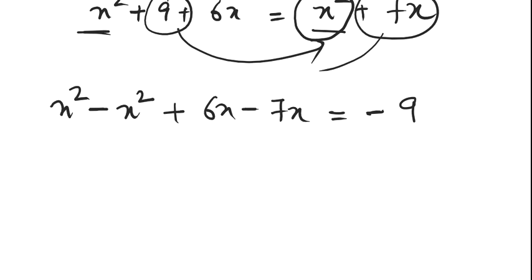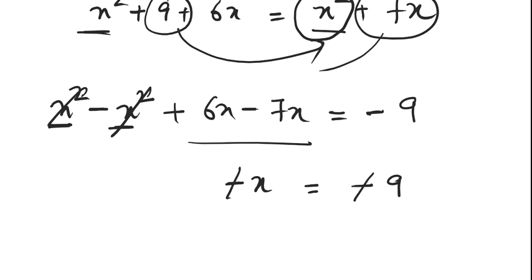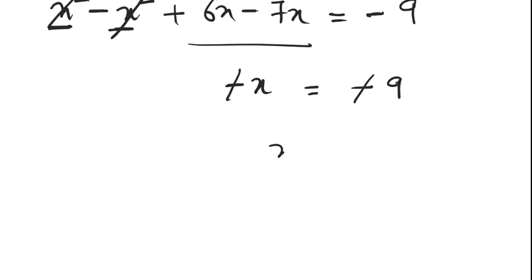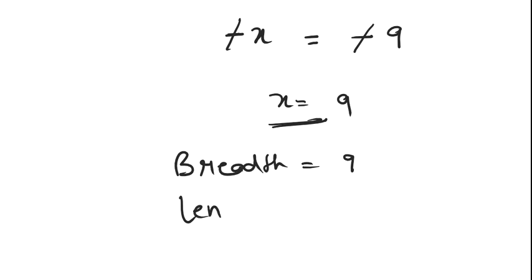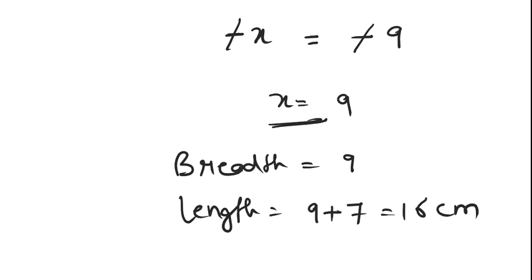Clear? Now see, positive x and negative 7x combine. What will be left here? Minus x is equal to minus 9. Minus minus cancel out. The value of x is 9. And what is x? x is our breadth. The value of breadth is 9. Then what will be our length? Our length is 9 plus 7, that is 16 centimeter. Never forget to use this unit, otherwise you will lose your marks.